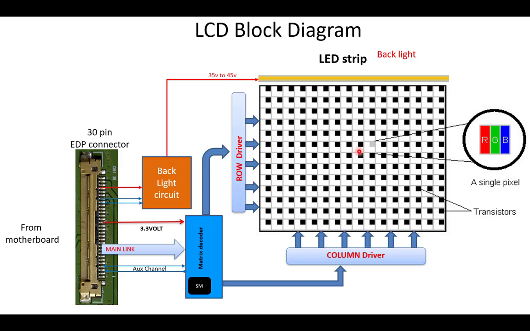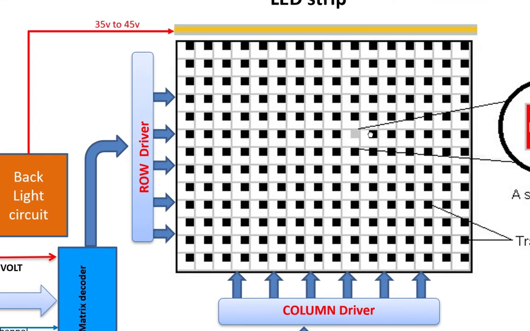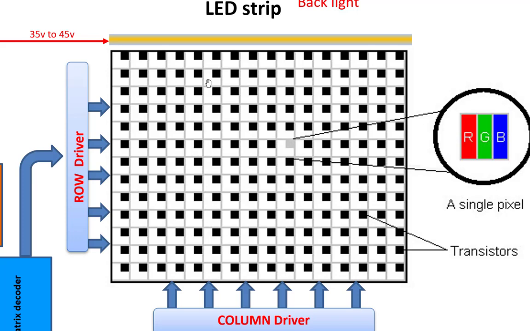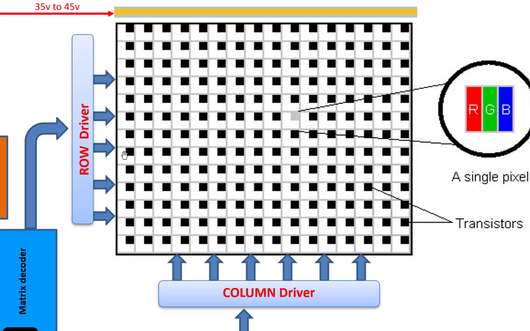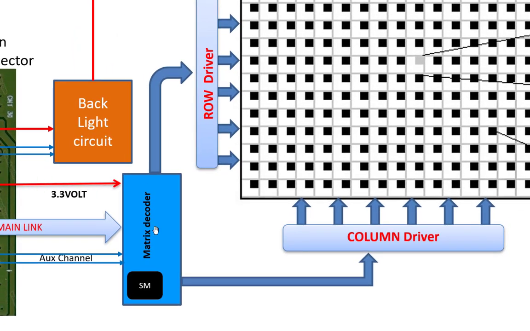Here you can see these are the different cubes. We can enlarge it like this. These cubes are turned on and turned off by using the row and column drivers. Here is the row and here is the column driver, which turn the crystal cubes on and off. To turn on and turn off these crystal cubes, there is a circuitry called the matrix decoder. This matrix decoder turns on and turns off all these cubes.